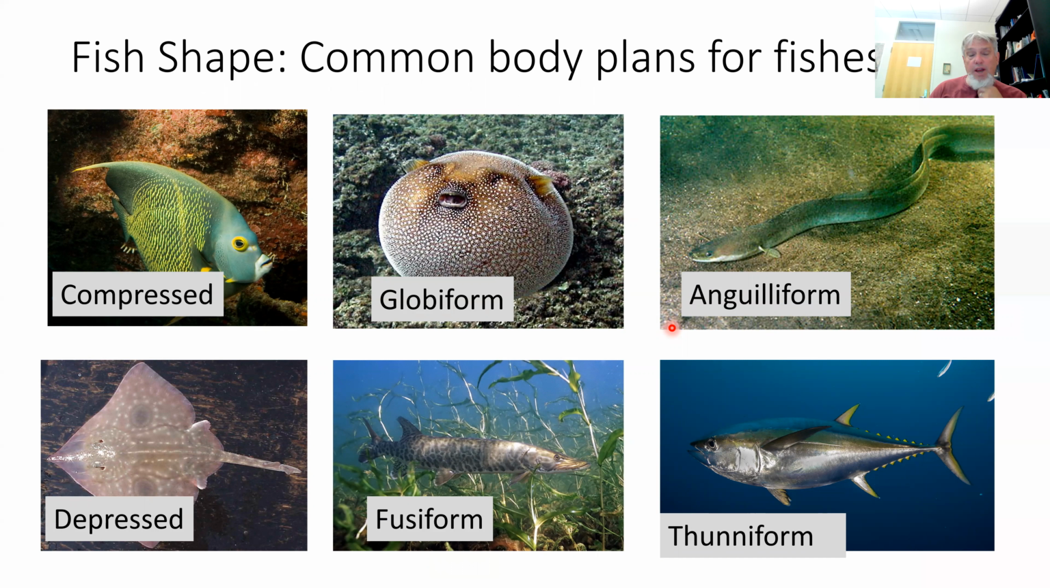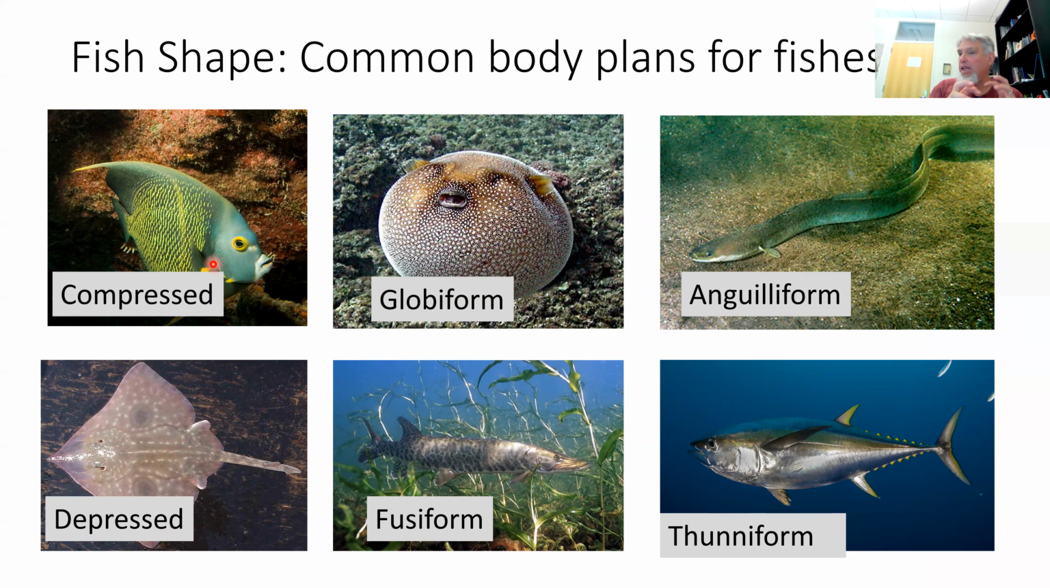Generalized fish shape includes these common body plans: compressed, which is laterally, side to side compressed; globiform, which is a blob; anguilliform, which is eel-like; and depressed, which is squished from top to bottom. So depressed is top to bottom, compressed is side to side.